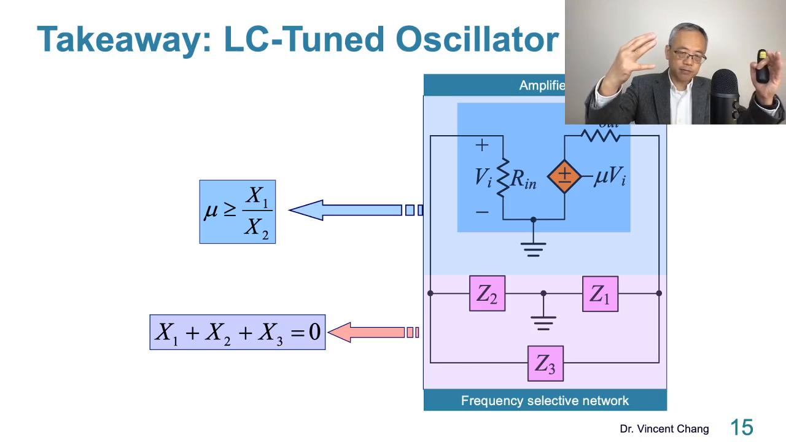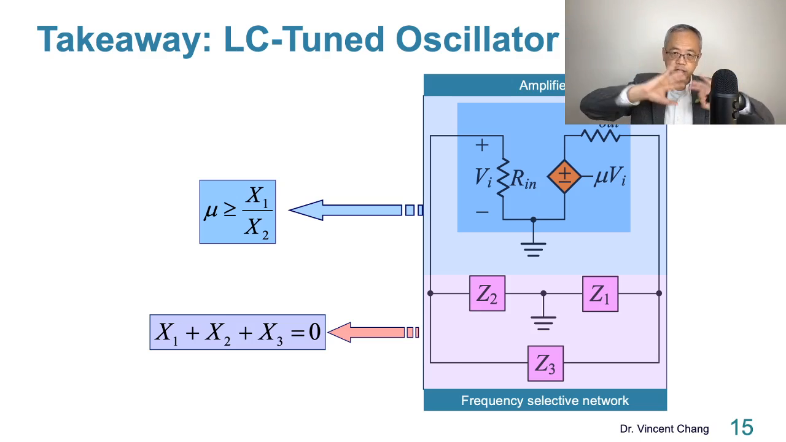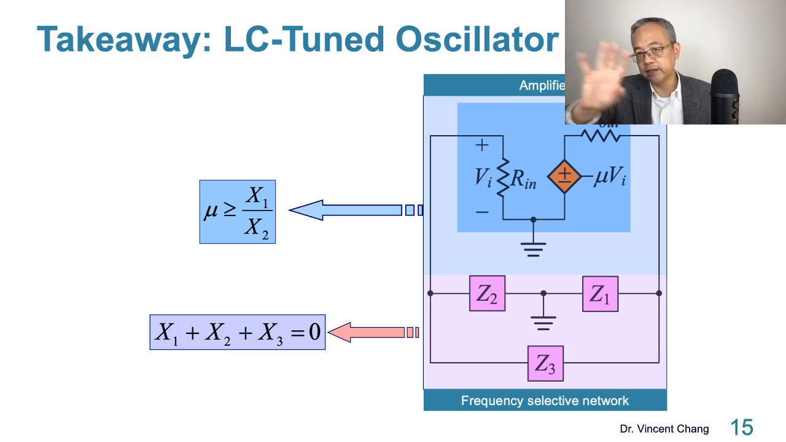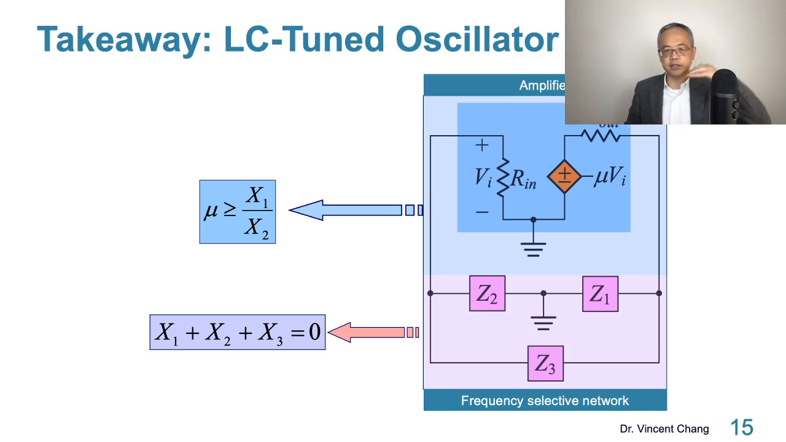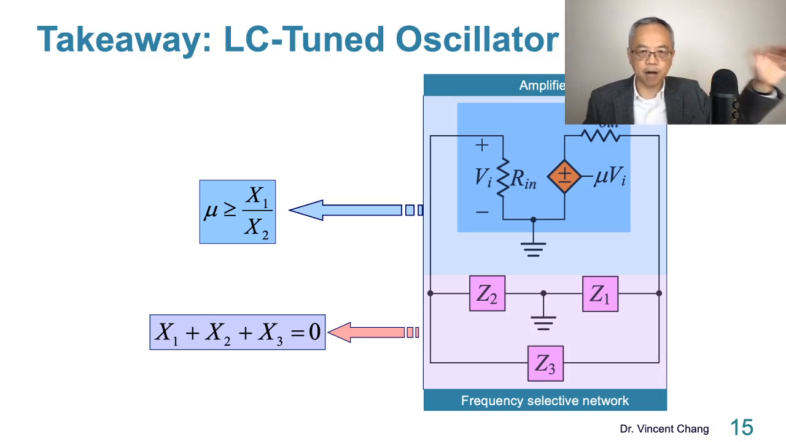In the next lecture, I'm going to show you the two ways of doing this. The first way is more inductive, which is called a Hartley oscillator. The second way is more capacitive. It's called the Colpitts oscillator.